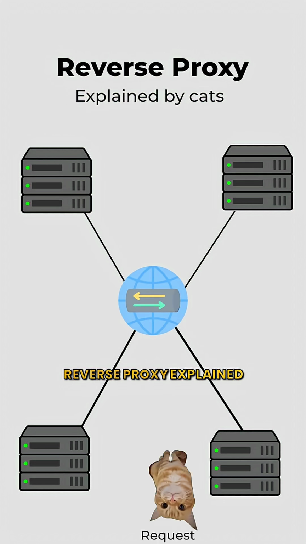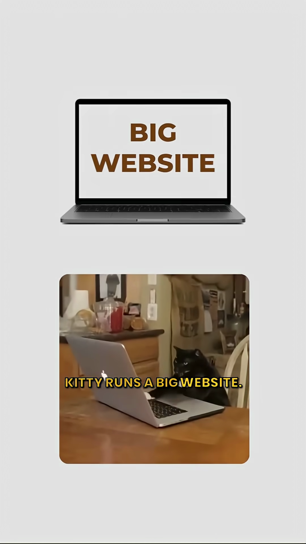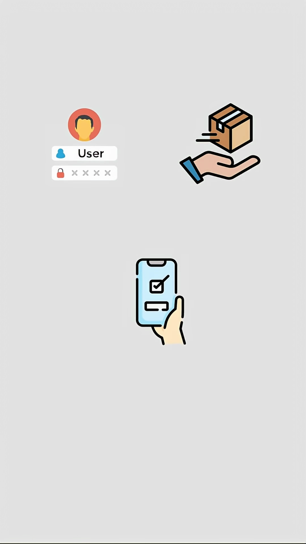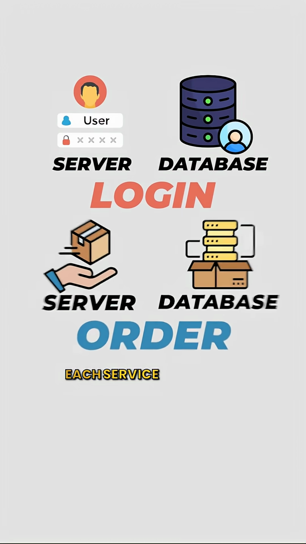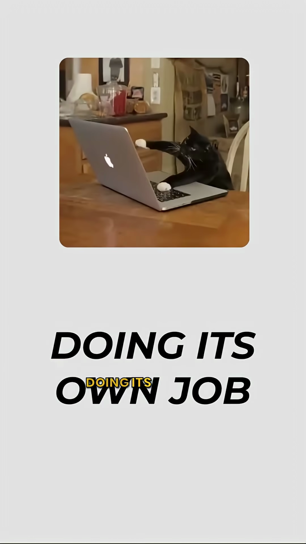Reverse proxy, explained by Katz. Kitty runs a big website. Lots of microservices. One for login, one for orders, one for checkout. Each service runs on its own machine, doing its own job.